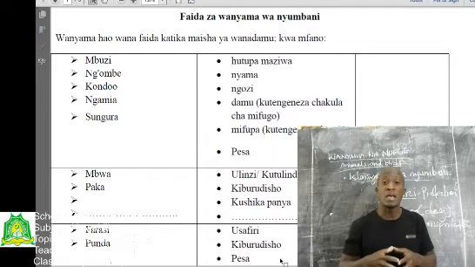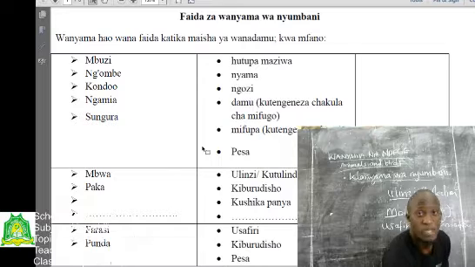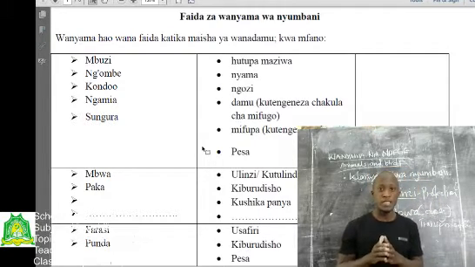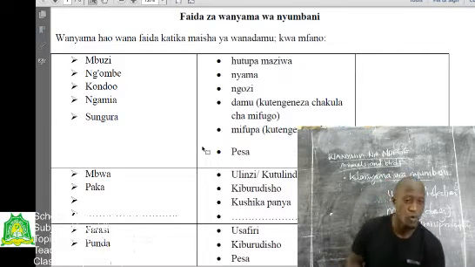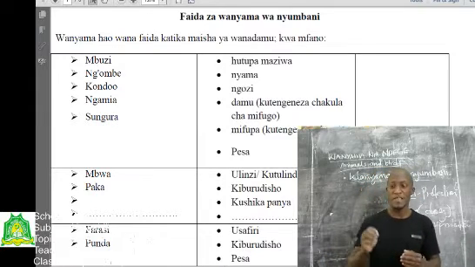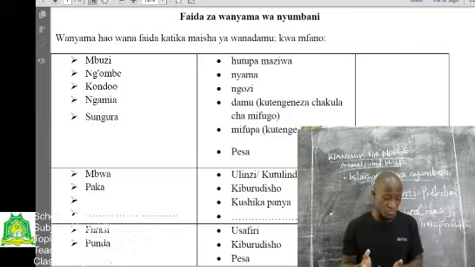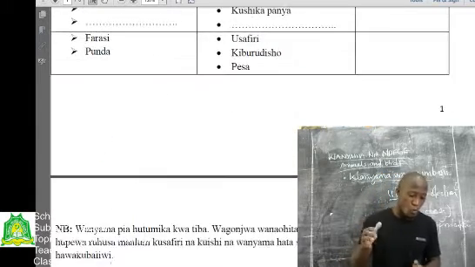Some animals are used for human treatment. There is that NB down there that says wanyama pia hutumika kwa tiba. They are used for treatment. We use them for treatment.